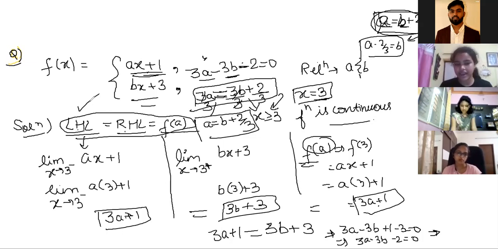The LHL, RHL and f(a) part we have applied here, and the equals to and not equals to part we have also applied here. By equating these three, we have derived a relation between them.